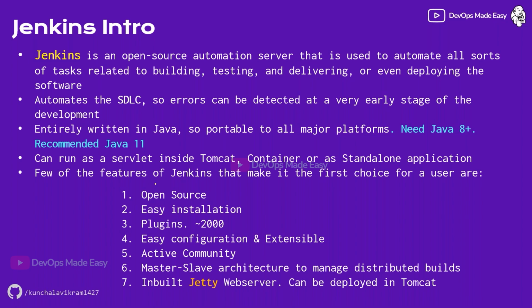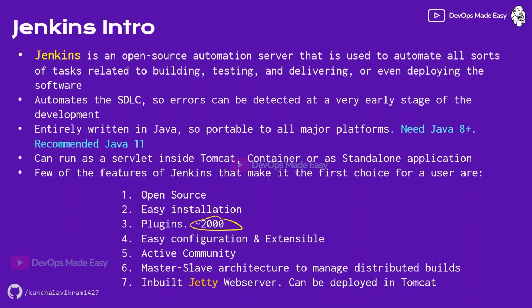A few of the features that make Jenkins the first choice for everyone: first of all, it is open source. It is easy to install. And one of the important things is it has plugins. That means for every task, let's say you want to integrate Jenkins with Jira, Confluence, GitHub, or email notifications like SMTP servers such as Gmail, or other tools like Tomcat, that can also be done. So with plugins you can extend the Jenkins functionality.